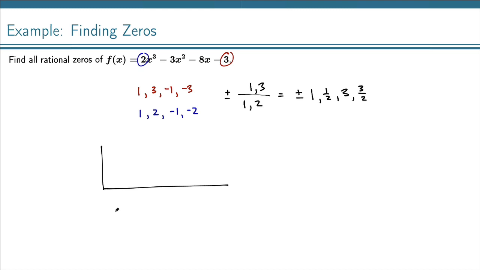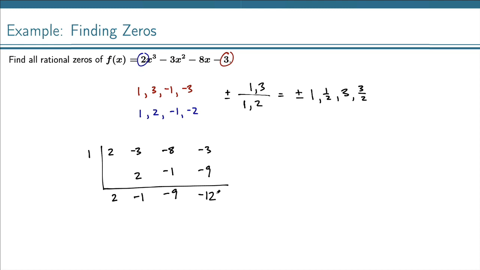So we do synthetic division, and we put our coefficients inside. So 2, -3, -8, -3. And then out here, we just start testing these numbers. I'm going to start with positive 1, see if it works. So bring my 2 down, 2. 2 times 1 is 2, -3 plus 2 is -1, and -1 times 1 is -1. -8 plus -1 is -9. -9 times 1 is -9. And -3 plus -9 is -12.